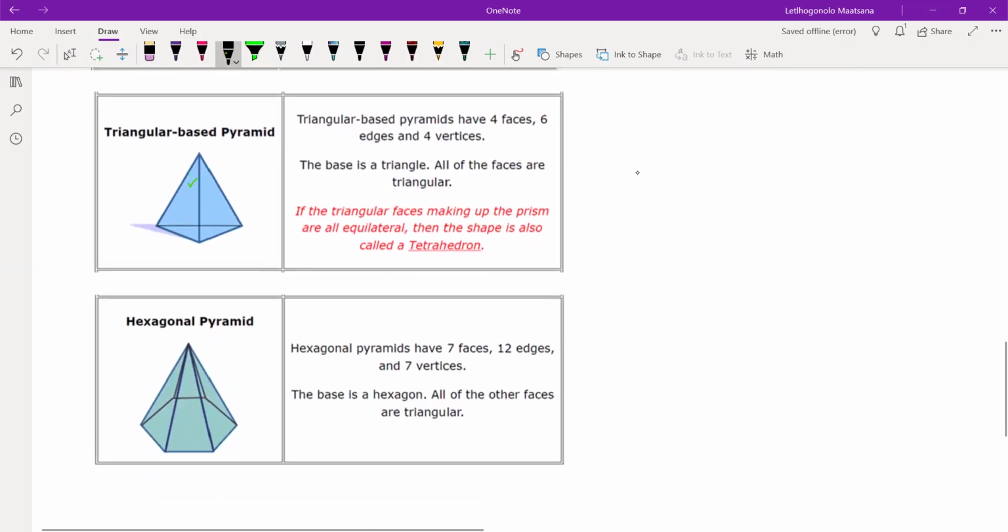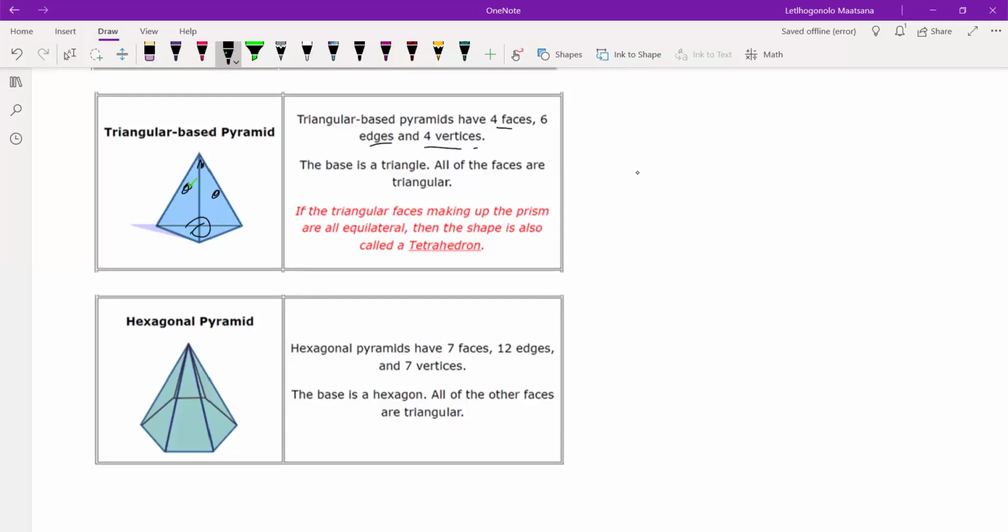We have a triangular base pyramid, so that, which has 4 faces, 6 edges, and 4 vertices. The base is a triangle. All of the faces are triangles. If the triangular faces making up the pyramid are all equilateral, then the shape is also called a tetrahedron, meaning that side is equal to that side is equal to the side on that side and your base.